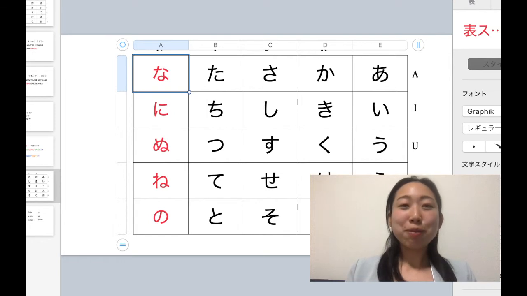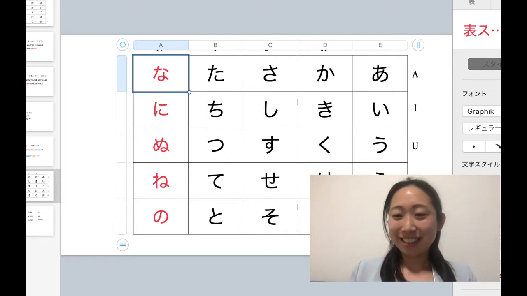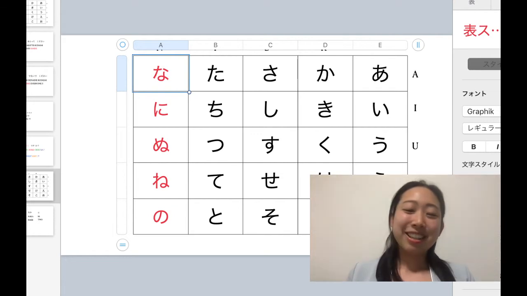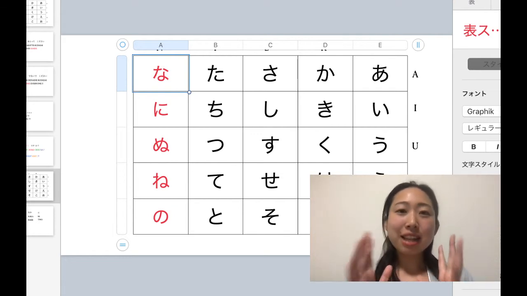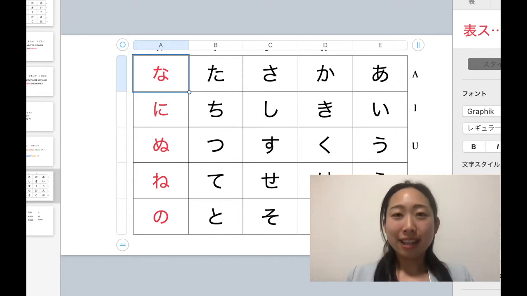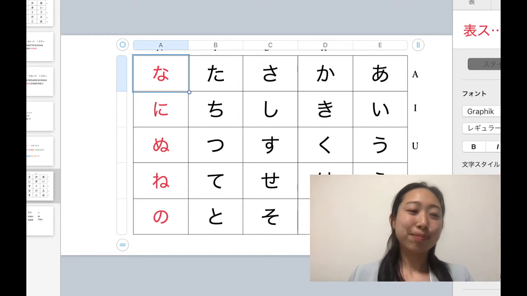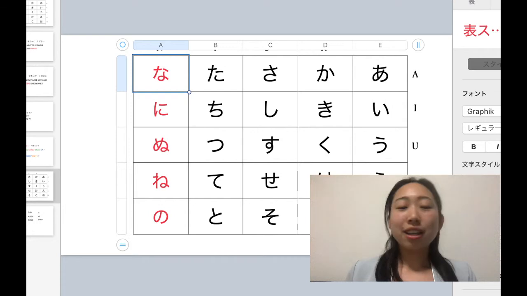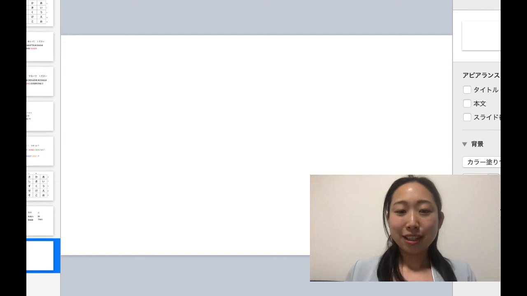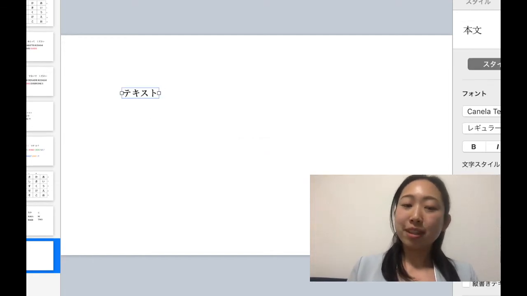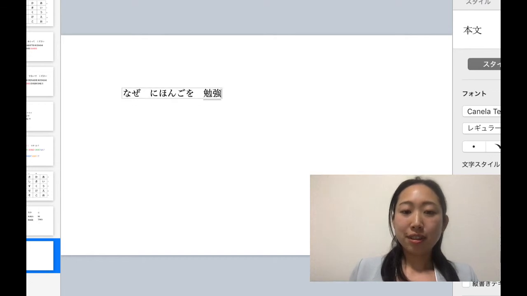Yeah, let's move on to なぜ. So なぜ means why, right? なぜ means why. So let's practice with some sentences. Today's sentence is this.